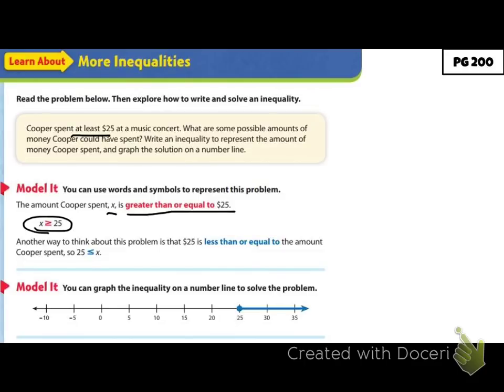So you can see here we wrote our inequality. Another way to think about the problem is that 25 is less than or equal to the amount Cooper spent. So basically we just switched it around. If you put your number first, your sign has to be switched as well. The second one is the model it. You can graph the inequality on a number line to solve the problem. So, since we have greater than or equal to, we have a closed circle on the 25 with an arrow to the right.